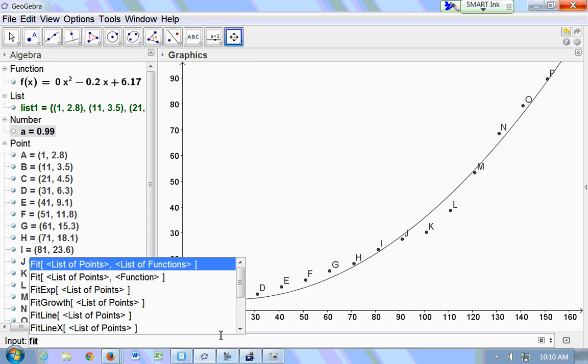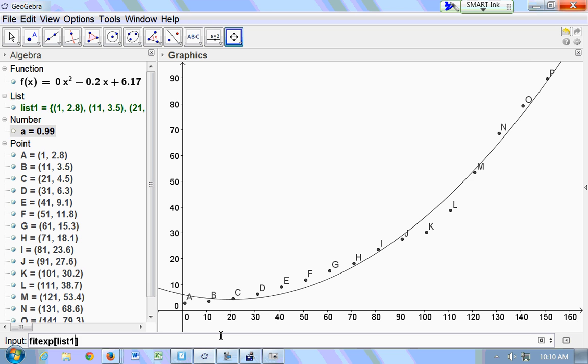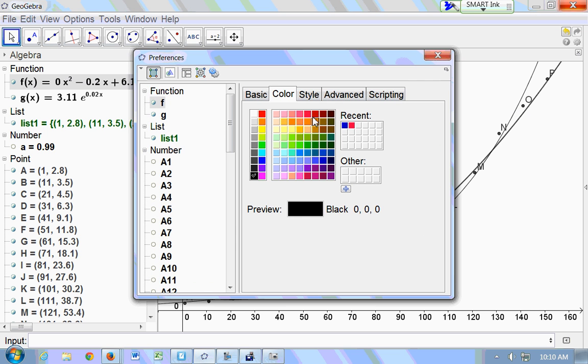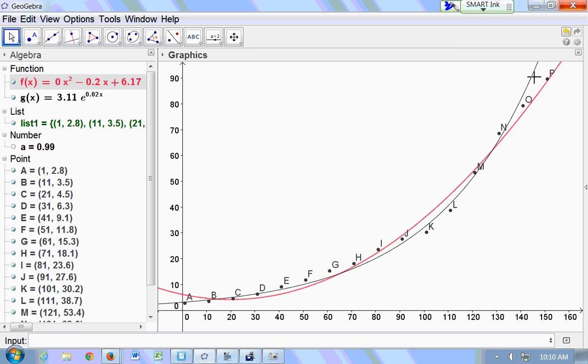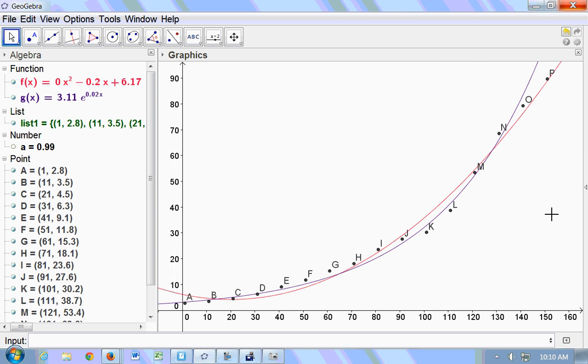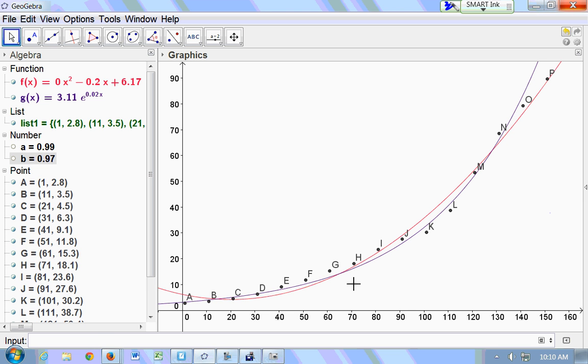Yeah, we could try an exponential. Fit exp, list 1. It looks better. Let's make these different colors here. Okay, so pink is the quadratic, purple is the exponential. It's kind of nice that they also changed the formulas to the appropriate color. All right, so let's get an R² for the exponential. So I need to type the list of points, and then the exponential function is g of x. 0.97. All right, so the quadratic was actually better.